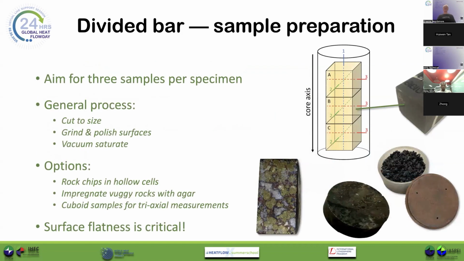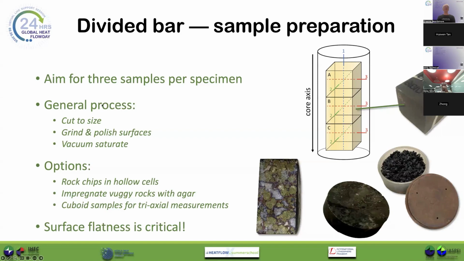So, preparing samples for the divider bar. My own laboratory methodology, if I get a single piece of core, I tend to try to get 3 samples from that one piece of core, so that at least I get a very minimal mean measurement and standard deviation across the 3 samples from the one piece of core.